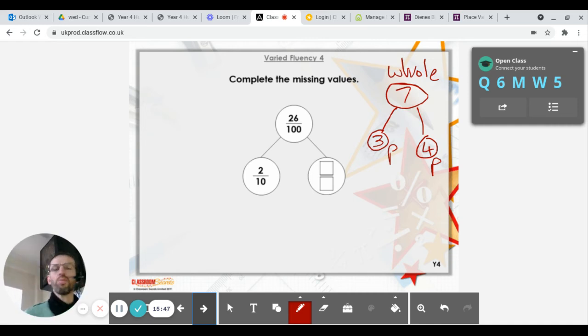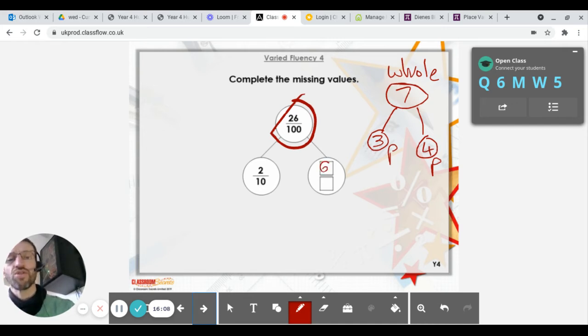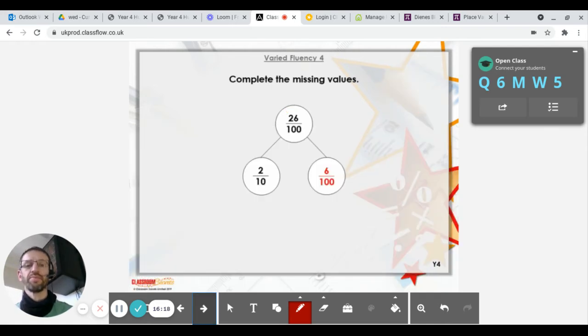So let's have a look at this. It's asking us for the part-whole model for this fraction. This is the total, 26 hundredths. And it's telling us part of it is 2/10. What would the other part be? Have you got it? It's going to be 6 hundredths. 2/10 and 6 hundredths make 26 hundredths. There you go.